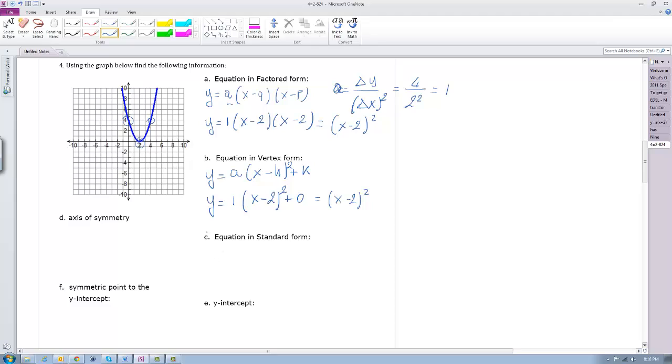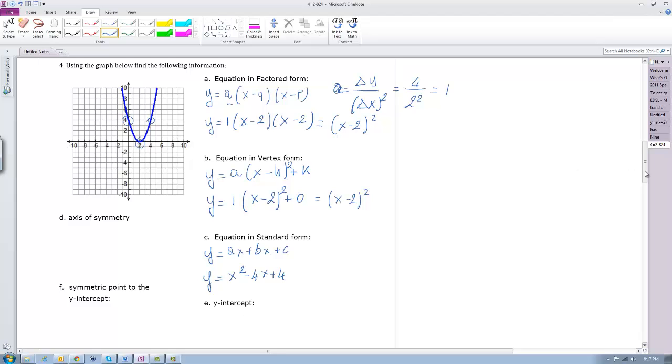In standard form, we can foil the factor form if you want. We can look at the graph, look at the y-intercept. I would just foil it, or square this binomial, and we find a standard form that would be ax squared plus bx plus c. So if we foil it, we get y equals x squared minus 4x plus 4, and this is our equation in standard form.